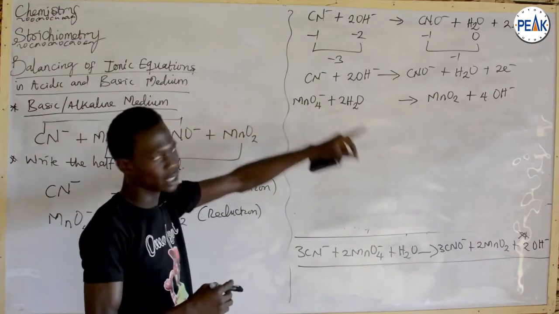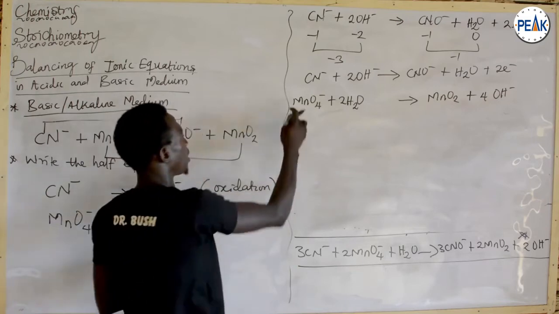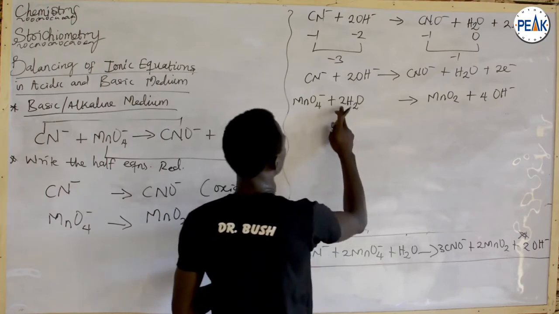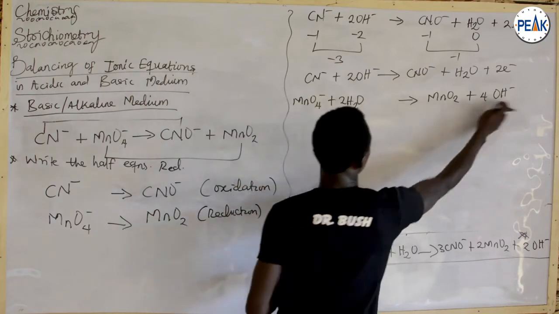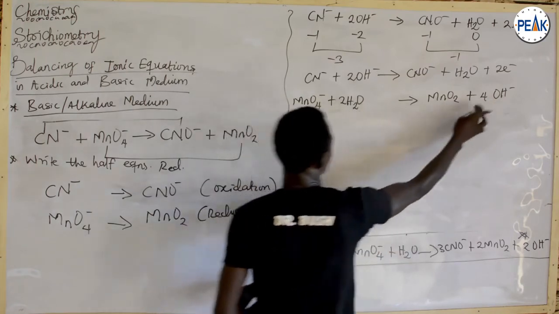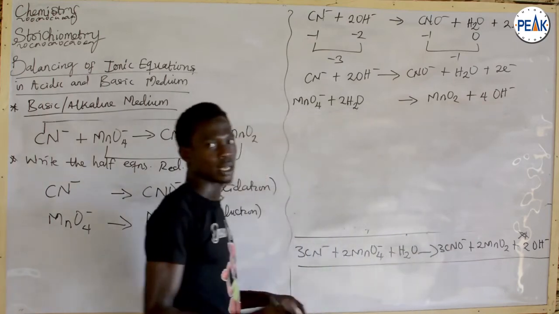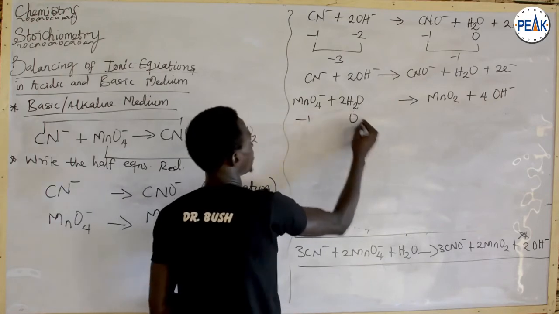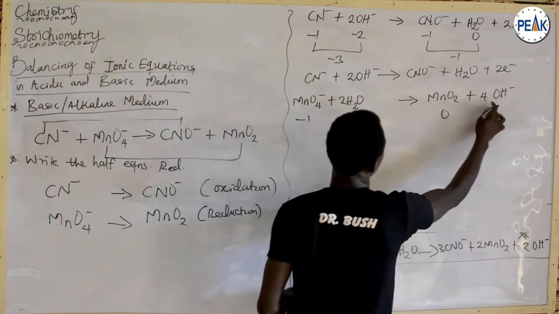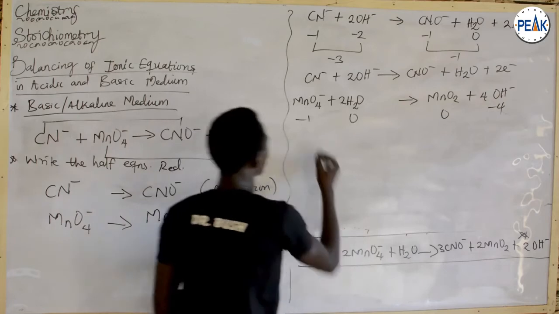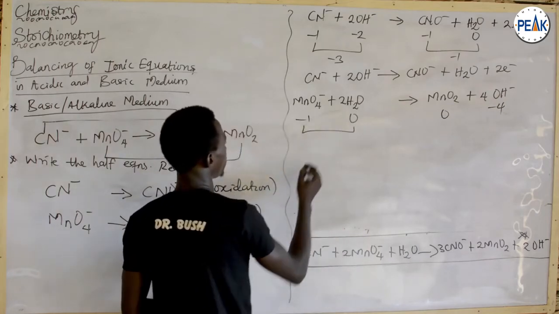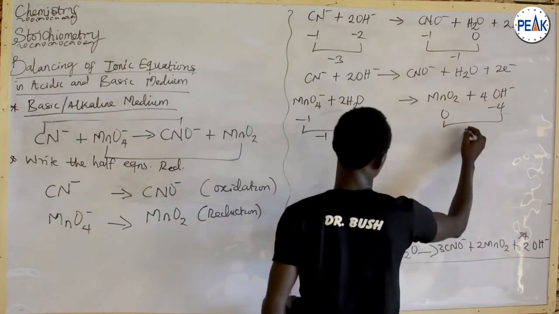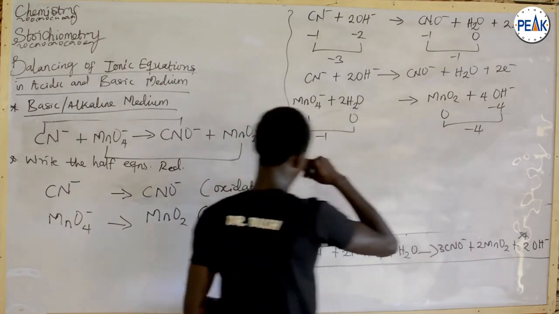The next is to balance it ionically. 1 manganese, 4 oxygen plus 2, that's 6. 2 plus 4, that's 6. Hydrogen 4, hydrogen 4. Atomically it is balanced. Now, the charge. Here I have -1. Here I have 0. Here I have 0. Here I have -4. The net charge on the reactant side is -1, and the net charge on the product side is -4.